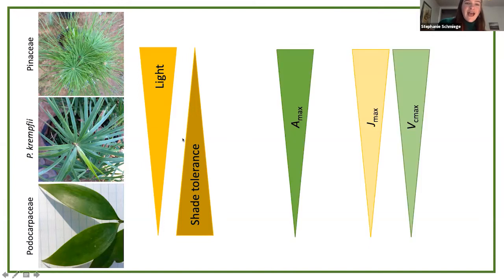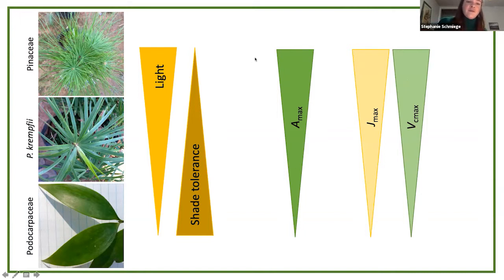All right, and we can add then our maximum photosynthesis, our maximum electron transport, and our maximum rubisco carboxylation. And we suspect, because we're dealing in very low light environments here for our podocarps, that we will have lower photosynthesis, lower electron transport, and lower rubisco carboxylation.